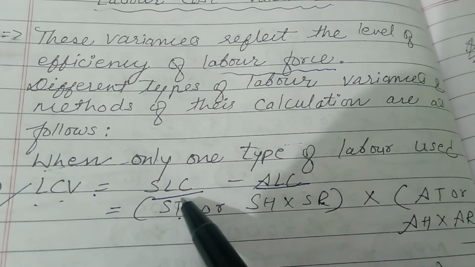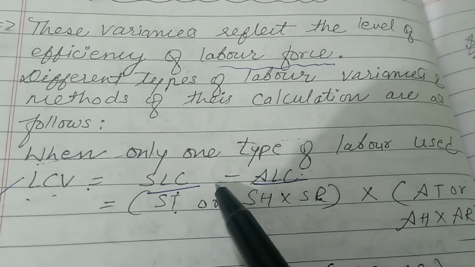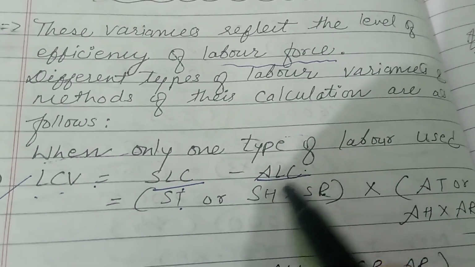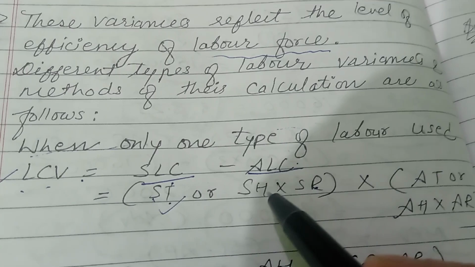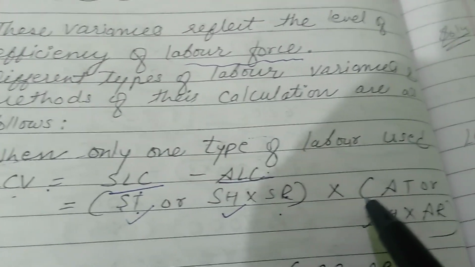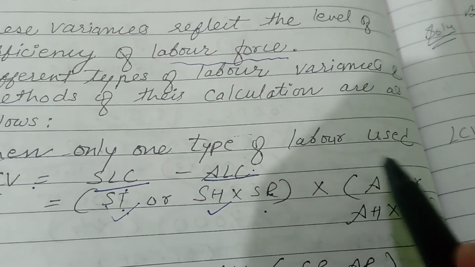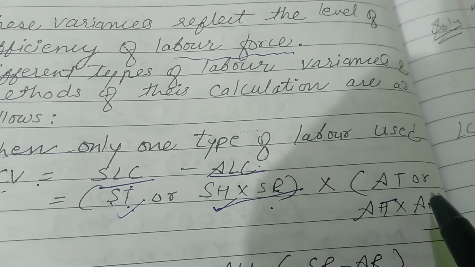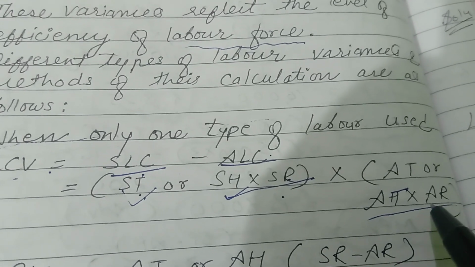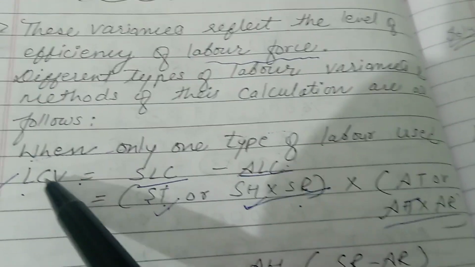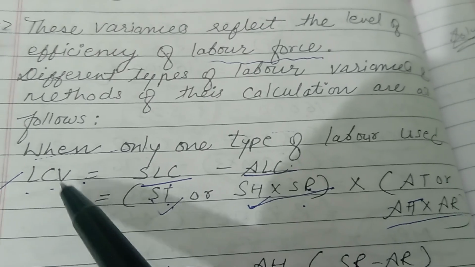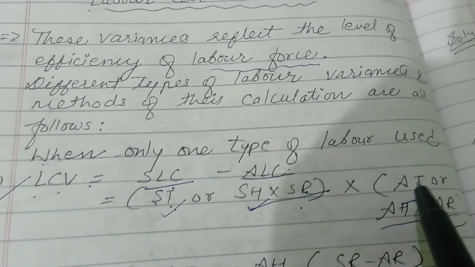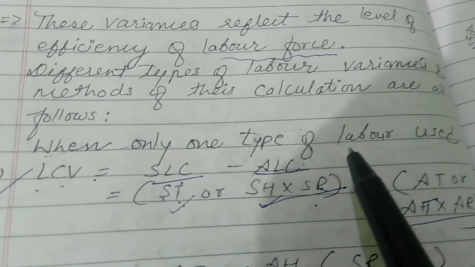If the standard labor cost and actual labor cost are clearly given, we will get the difference. If instead of standard or actual labor cost, standard time or standard hours and rate are given, then we will apply standard hours into standard rate, minus actual hours into actual rate. Simply, students, whenever there is a question about the LCV, the labor cost variance, it is directly connected with the time, hours, and rates of the labor.